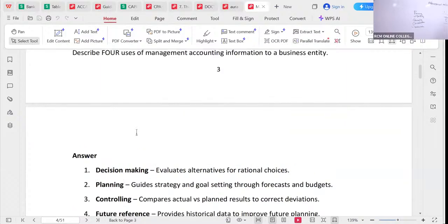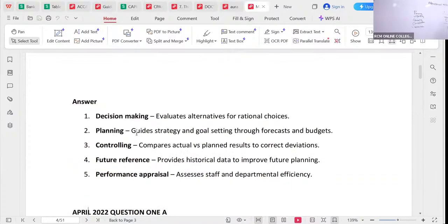So you can see, ladies and gentlemen, the uses there: decision making, which evaluates alternatives for rational choices; planning, which guides strategy and goal setting; controlling, future reference, performance appraisal. Never forget to mention decision making and then performance appraisal. Those are very, very important.